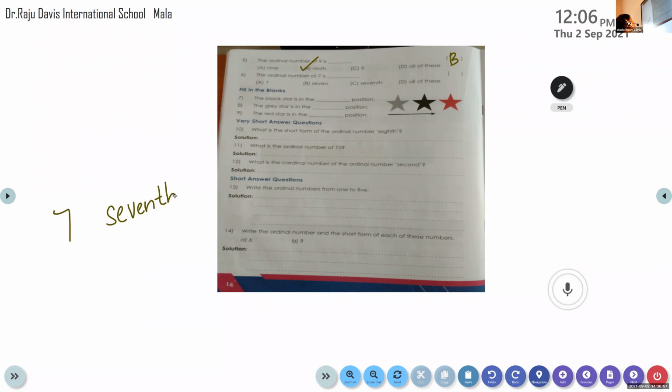7. So which is the correct option here? Is it A, B, C or D? C. Which one? C. So please put a tick mark for C and write capital letter C inside the bracket. What is the short form of 7th? Short form of ordinal number 7. We will write the number 7 and at the top we will write a TH. Okay, 7th. So the correct option is option C.